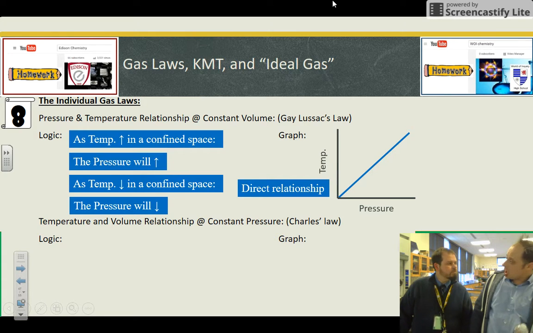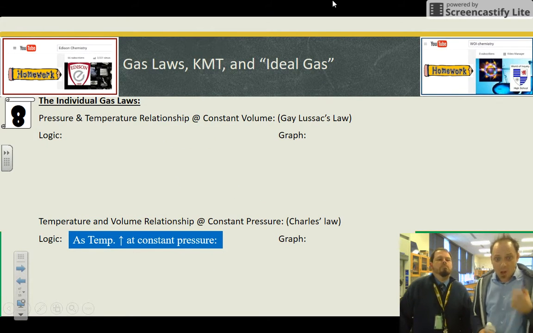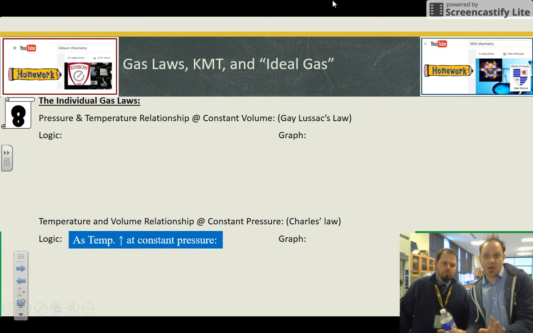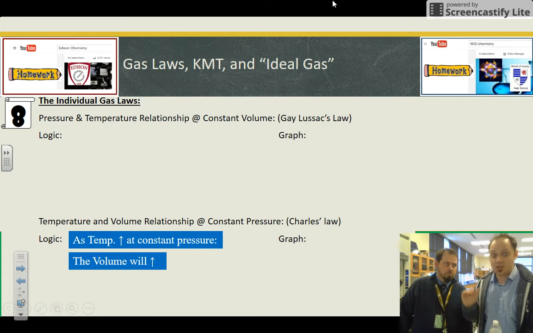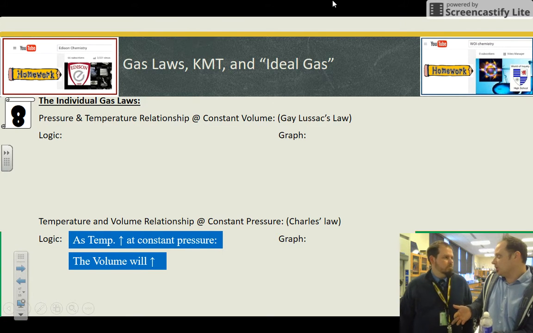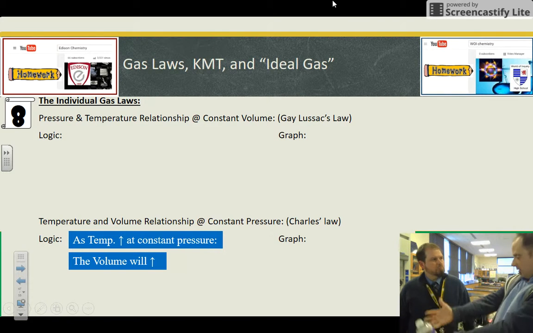There it is. The next law, Charles' law. Charles is temperature versus volume, at constant pressure. So the pressure is staying the same, 1 atmosphere, but the volume and temperature are going to change. And how are they related? Right. Well, I'll use a balloon analogy. As I increase the temperature on a hot air balloon, the volume of the balloon expands and fills up. Eventually, it can carry people in a little basket underneath.